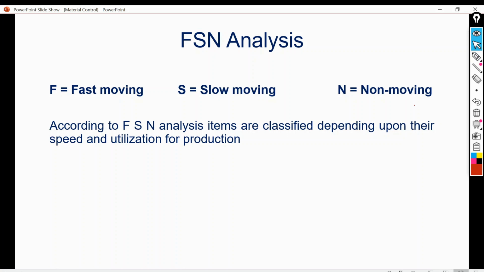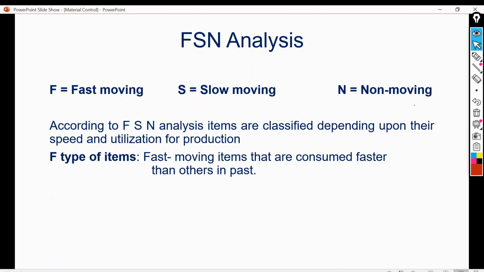In ABC, all the three categories are divided on the basis of value. In VED, items are decided on the basis of vital, essential and desirable. And FSN depends upon fast moving, slow moving and non moving items, and it depends upon the speed and utilization of production.